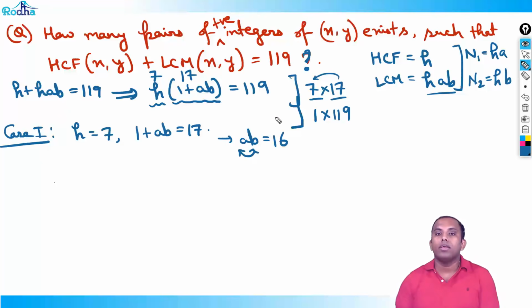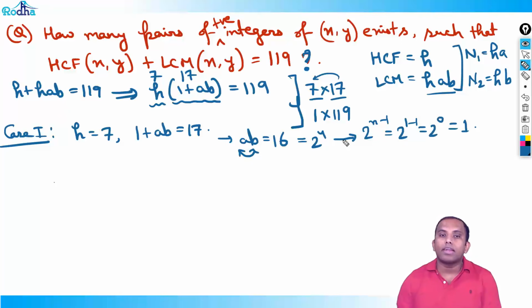So now what is 16? 16 is just 2 raised to 4, right? So only one prime factor. So even if you go by formula, the unordered solution is 2 raised to n minus 1. Here n is only one prime factor, that is 2, right? So 2 raised to 1 minus 1, 0. So 2 raised to 0 is what? 1. Or you can directly think A into B is 16. How many solutions? Only one.